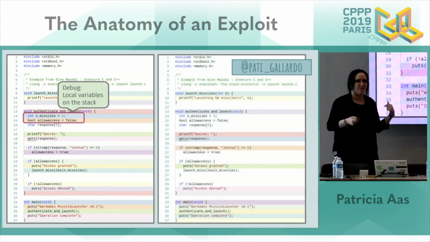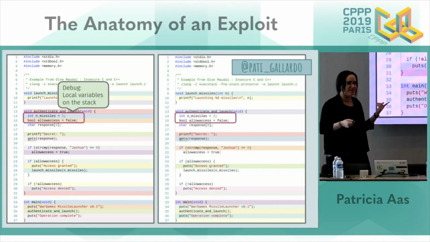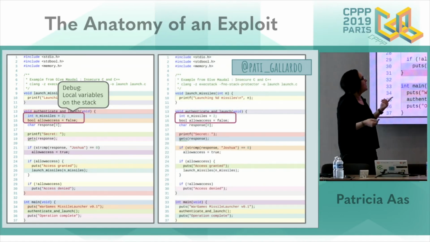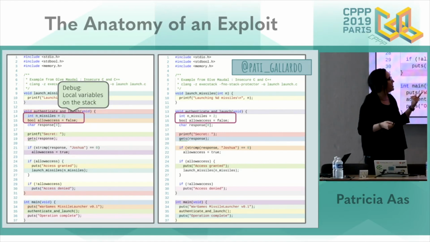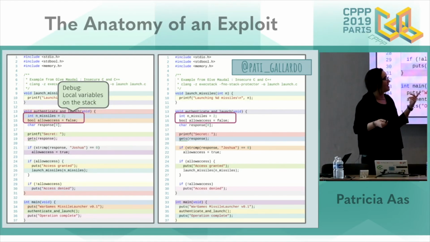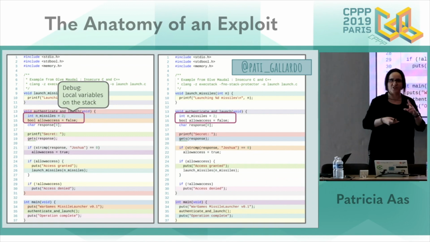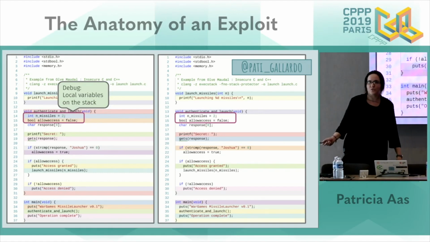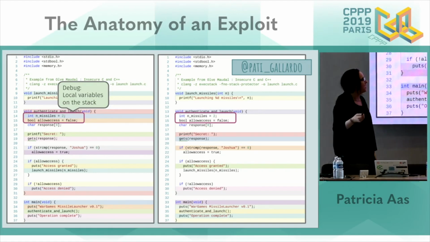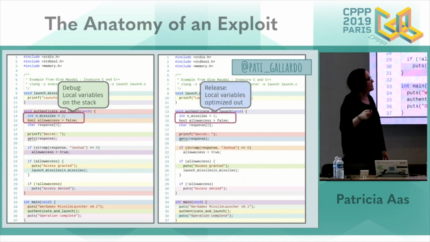And that is because we were running in release. And in release, these are optimized out. End missiles is inline because it's hard-coded to 2 and is never changed. And allow access with a little bit of a transformation is also unnecessary to have. And so both of them in release are gone from the stack. And so there's nothing to overwrite on the stack anymore.